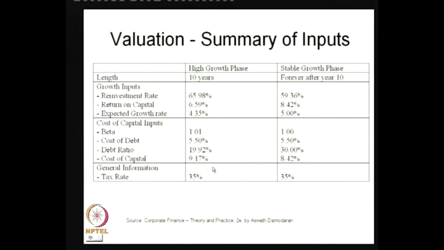Then this beta has been used with the appropriate return on market and return on RF that you have discussed previously, where you talked about RF plus beta into RM minus RF, that has given us a certain cost of equity, and both this cost of equity that you estimate and the cost of debt applied together, we have got a cost of capital of 9.17% and 8.42% respectively in the high growth phase and stable growth phase, and the tax rate for the company is 35% both in the high growth phase as well as the stable growth phase.